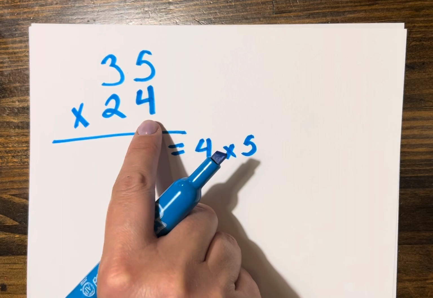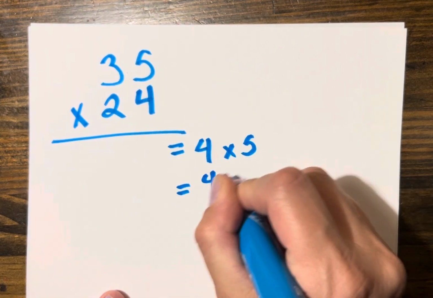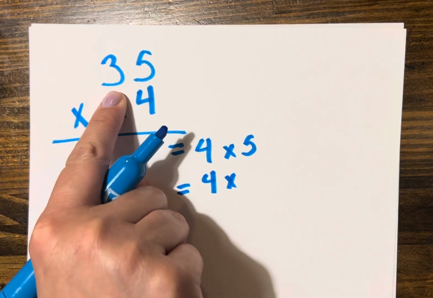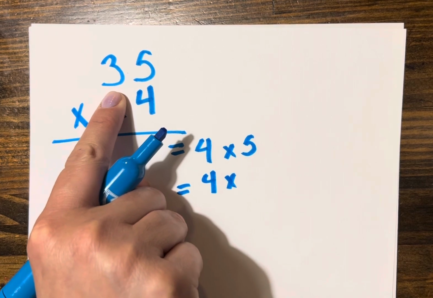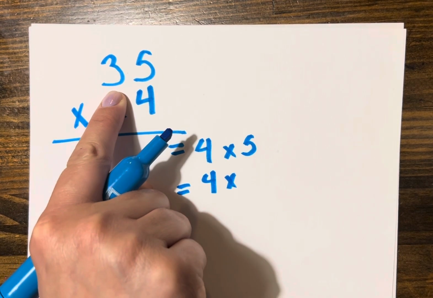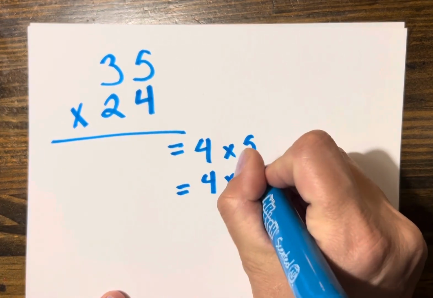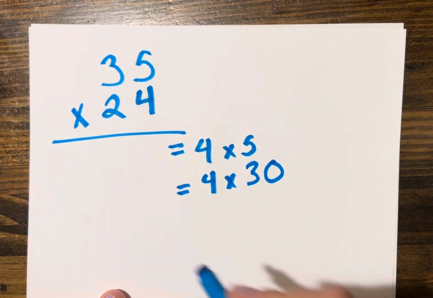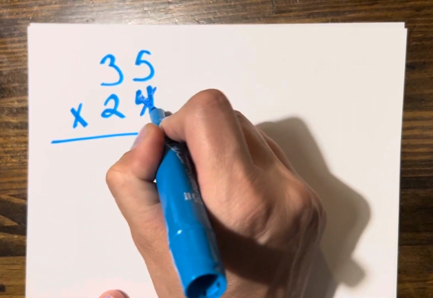And students have to recognize that I'm still multiplying 4, but this time I'm multiplying it by the value of the 3. Not just 3, but its value. It's in the tens place, so I'm going to be multiplying 4 times 30. I'm done with that 4.